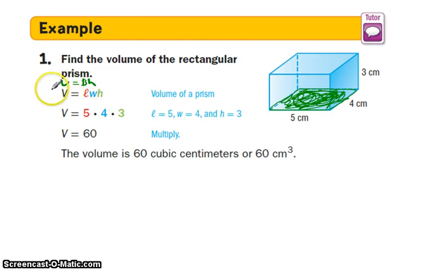Okay, and then this is your second step. We're going to change that capital B, which is the area of the base, to length times width, because that's the base right here. Then all we have to do is plug in. Our length is 5, our width is 4, our height is 3. Multiply it all together and we get 60, so our volume is 60 cubic centimeters.